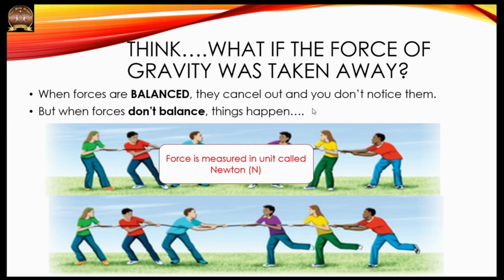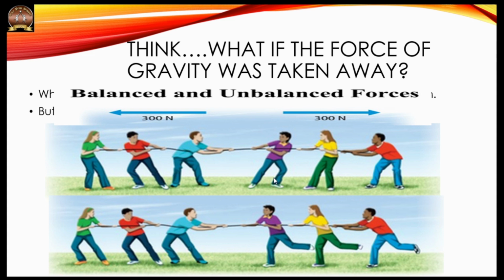How can we measure force? Force is measured in units called Newton, which is represented by N. So we could say that in the first case, there is an equal force of 300 Newton, which is exerted by both the teams, but in opposite directions. And therefore, the forces simply cancel out each other.